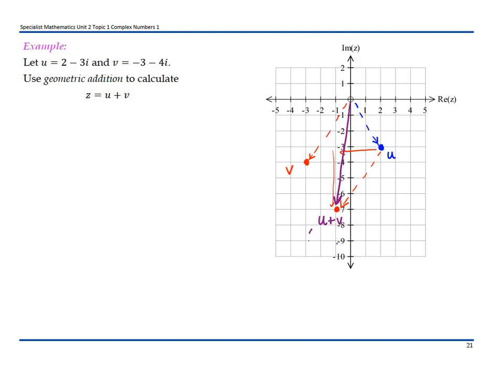So that is negative 1 minus 7i. Let's check it. z equals u plus v is 2 minus 3i minus 3 minus 4i. Bring our real parts together and our imaginary parts together. 2 minus 3 is -1. -3i minus 4i is -7i, which is what I had. Okay, and that was z. So I should write z, which equals u plus v. That's geometric representation.